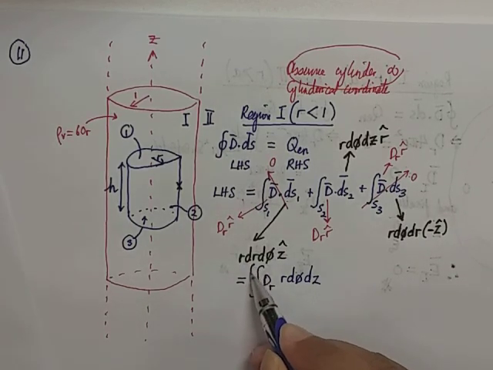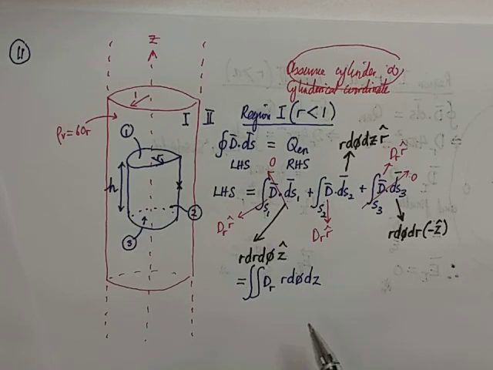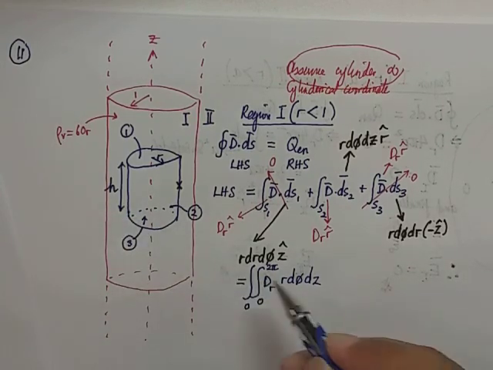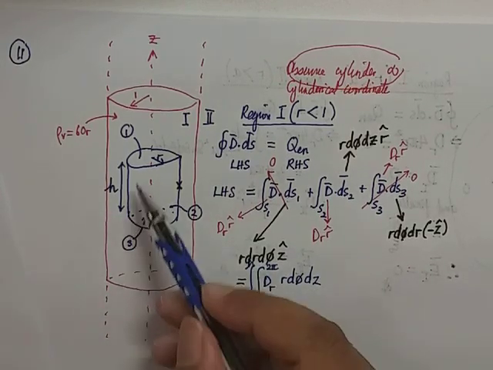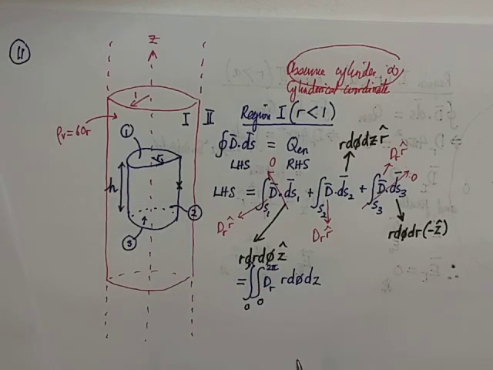So double integration, and the limits must refer to the Gaussian structure. What should be the phi? Complete circle, 0 to 2 pi. What about the z? Yes, from 0 to h, because we define the height of our Gaussian cylinder to be h. So my left-hand side solution will end with Dr multiplied by 2 pi r h. Okay, that is for the left-hand side.